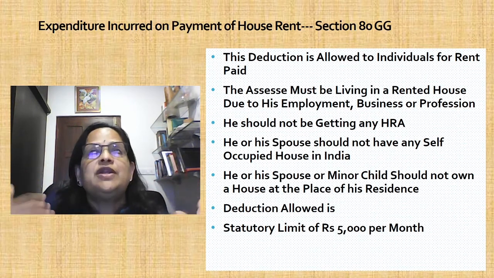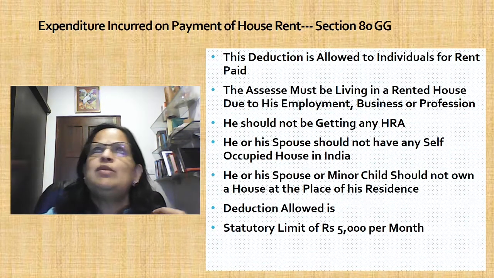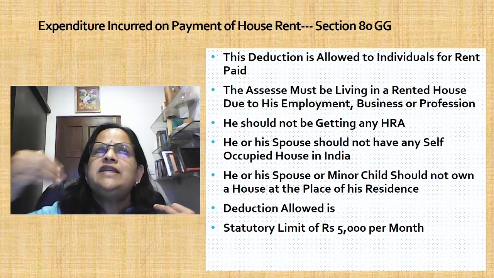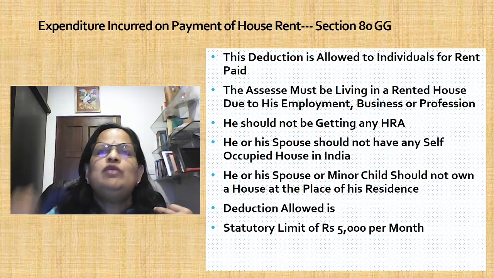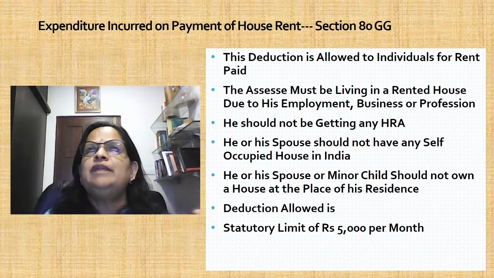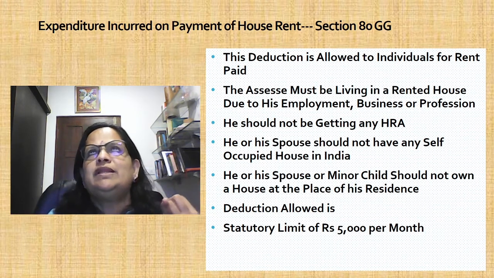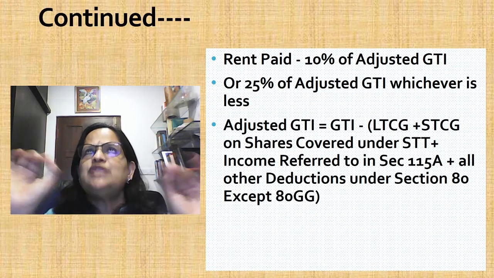Next is the deduction allowed. I told you there is no actual amount received. Three items we are giving, whichever is the least value we will take. First is the statutory limit of 5,000 rupees per month. 5,000 into 12, so 60,000 is the statutory limit.